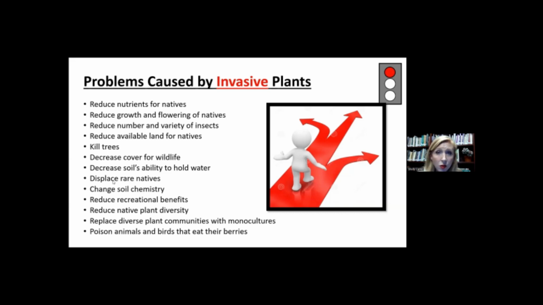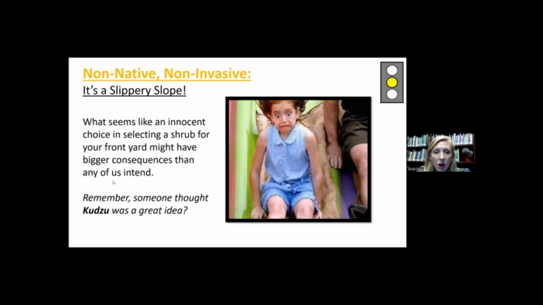Here's the good news. That sounds all doom and gloom, right? The good news is that if you pull out invasives, the natives will return. By removing those invasives, you provide the opportunity for native plants to grow in their place. So now let's imagine you've removed those invasives. What's next? Well, there's non-natives here, right? So they're a slippery slope. What seems like an innocent choice in selecting a shrub for your front yard might have bigger consequences than any of us intend. Remember, someone thought kudzu was a great idea, right?